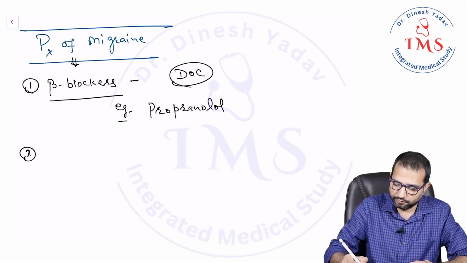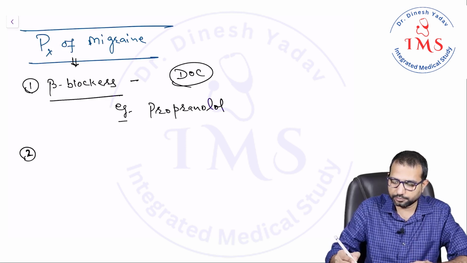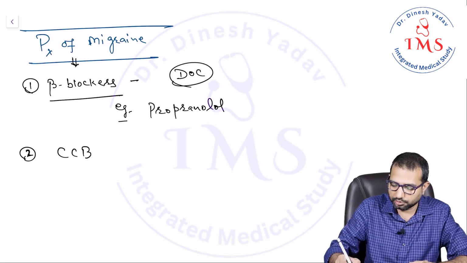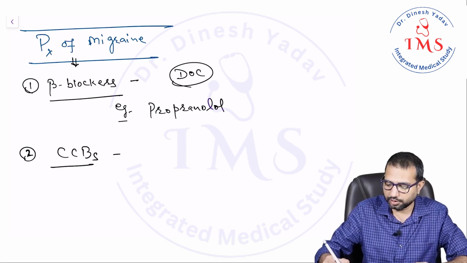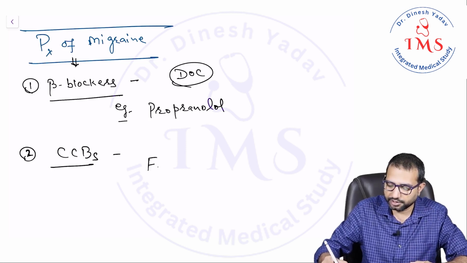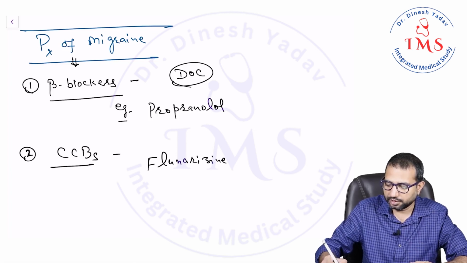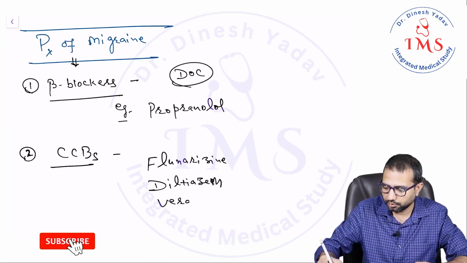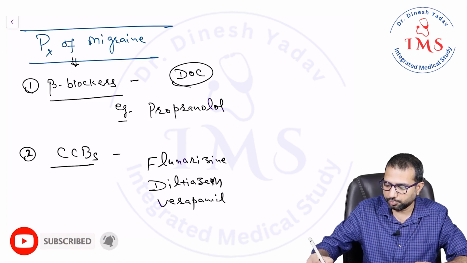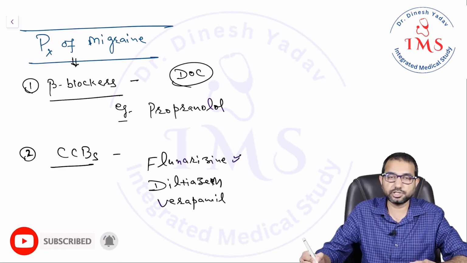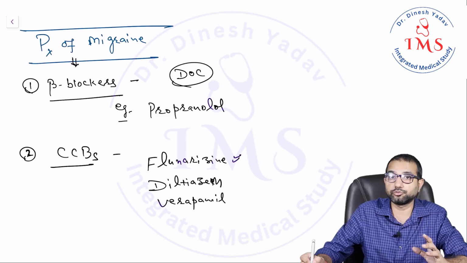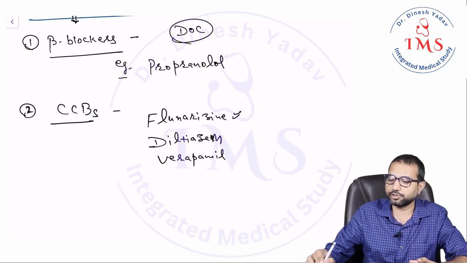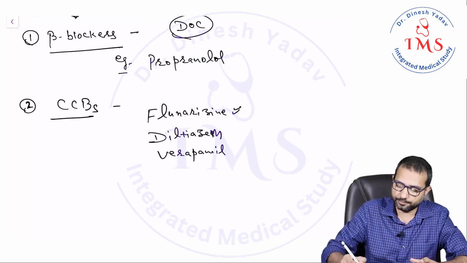Then guys, we have the calcium channel blockers. In calcium channel blockers, the important drug is flunarizine. But diltiazem, verapamil, these drugs can also be used, but the main drug is flunarizine. Don't use nifedipine, amlodipine like drugs. They can cause worsening of the condition because they are vasodilators.